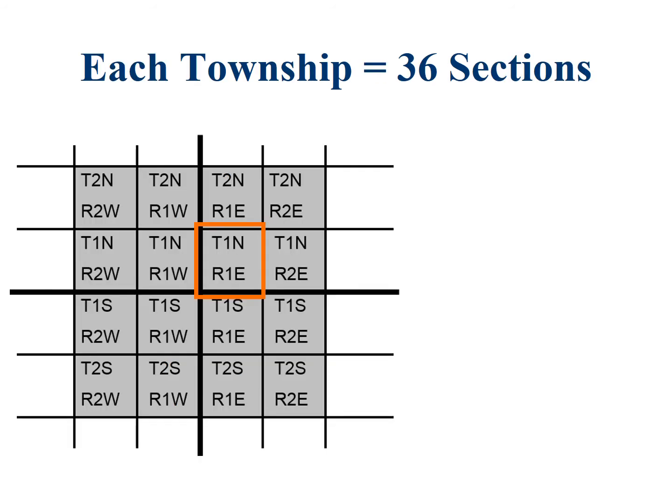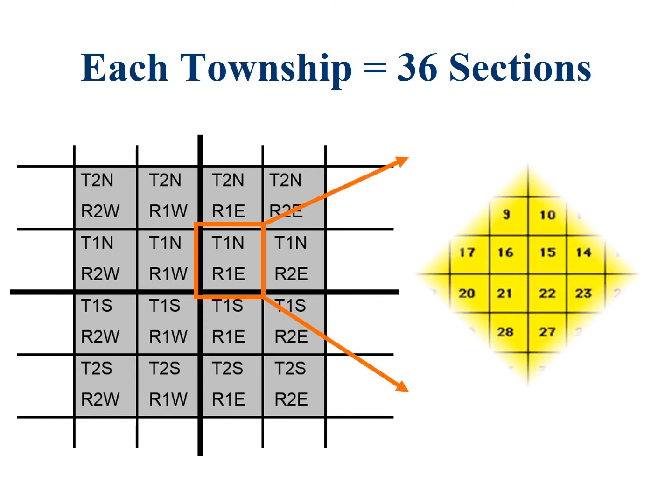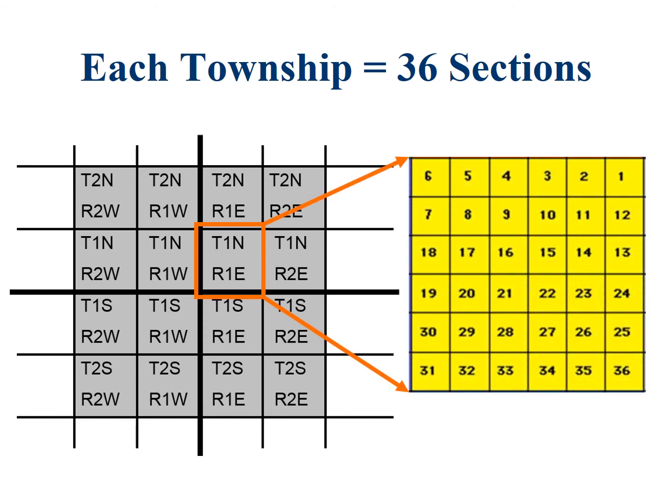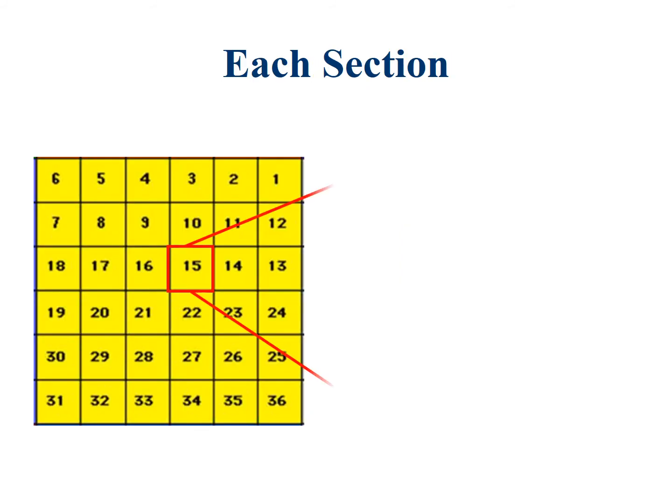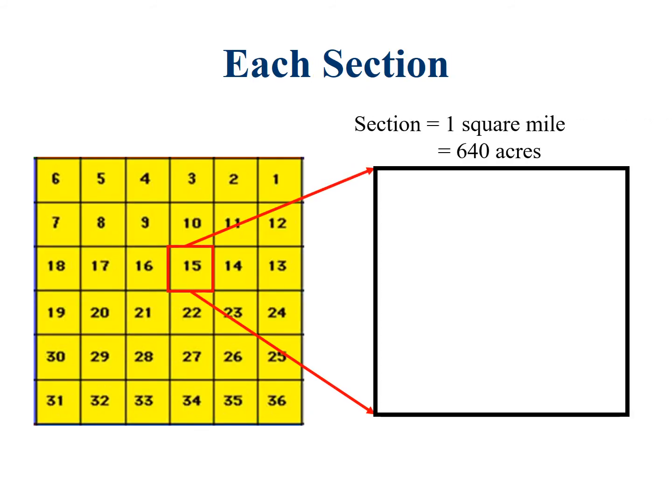Each township is further divided into 36 sections. The sections are always numbered beginning with Section 1 in the northeast corner and counting to the west, and then following a serpentine pattern to end with Section 36 in the southeast corner of each township. Remember that each township is 6 miles by 6 miles. Therefore, each section is 1 mile square.